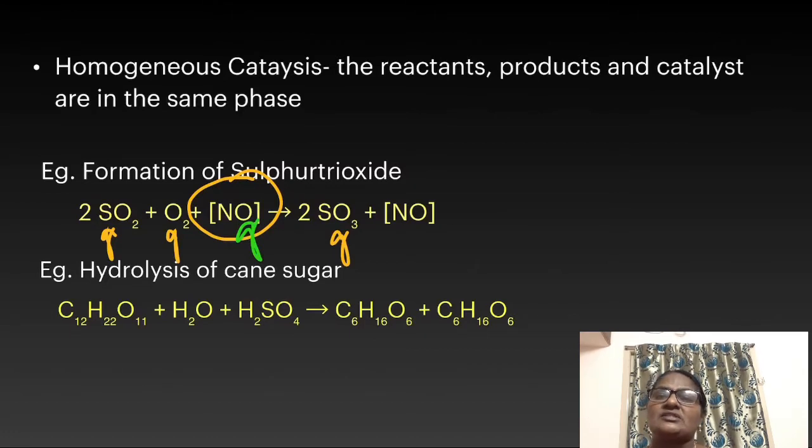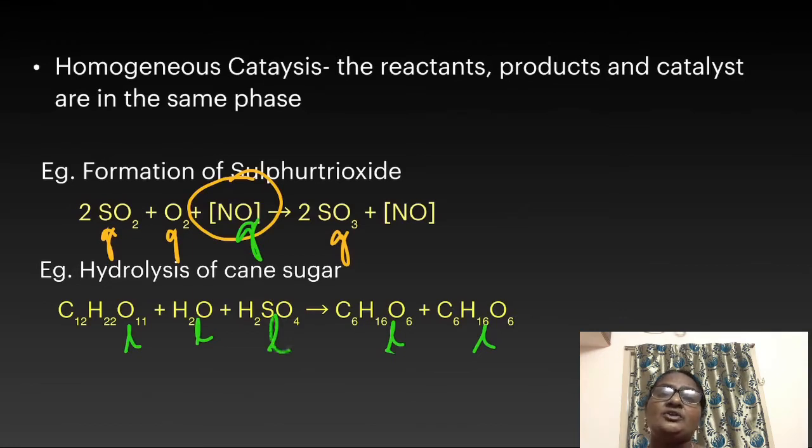Next we have hydrolysis of cane sugar. Here cane sugar is taken in a very dilute form. It is a liquid. Water is a liquid. Because it is in aqueous solution, the sucrose, the fructose and glucose formed are also in the aqueous solution. Everything is in the liquid phase. Sulfuric acid is a catalyst that is also in the liquid phase. So all of them are in a single liquid phase. Hence it is an example of homogeneous catalysis.